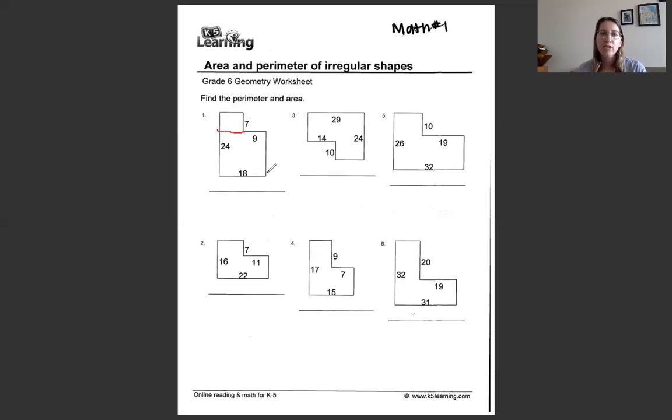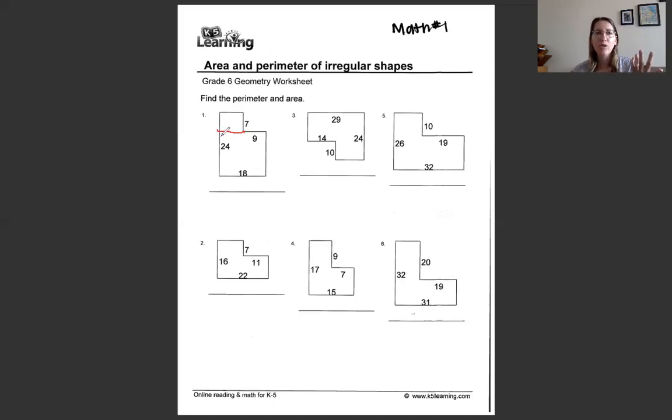Now the big thing is trying to figure out, what do these 2 sides equal? The reason being is because the 24 here is this whole side, but remember, we cut it off here. So we have to think to ourselves, how are we going to do that?